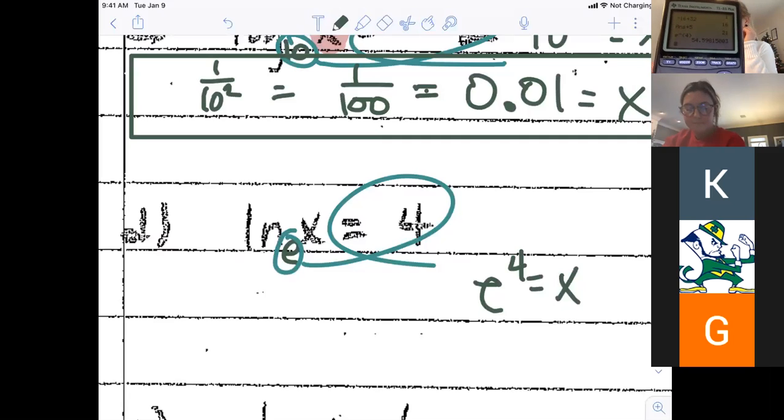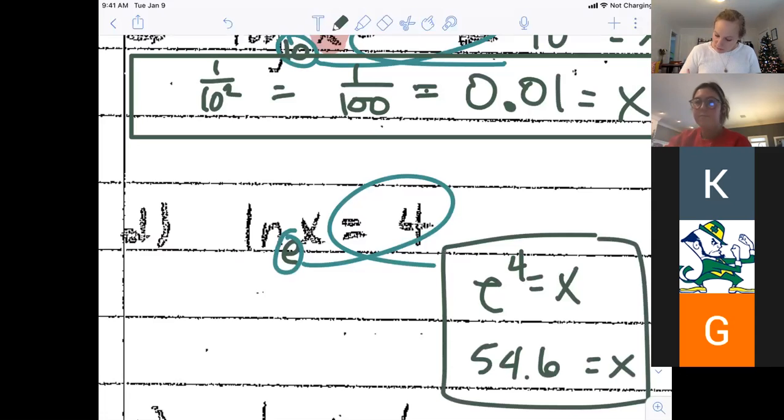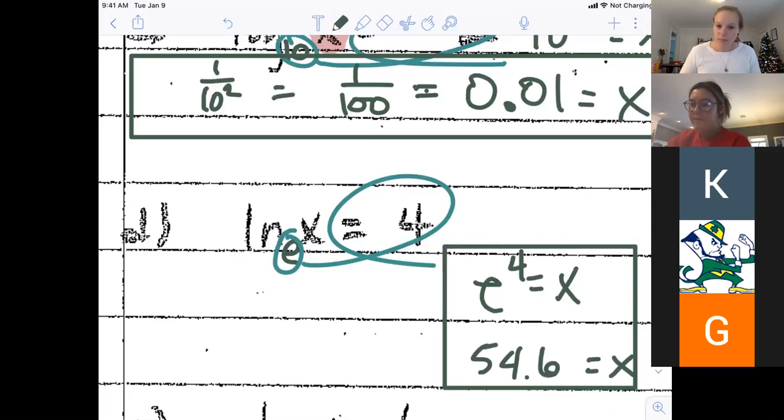And I got 54 point something. Or you're welcome to just leave it as e to the 4th. Either answer is correct. This one would be 54.6 equals x, or just e to the 4th is an acceptable answer.